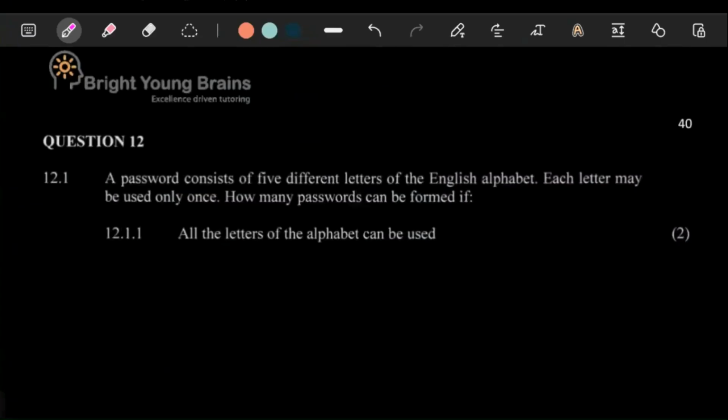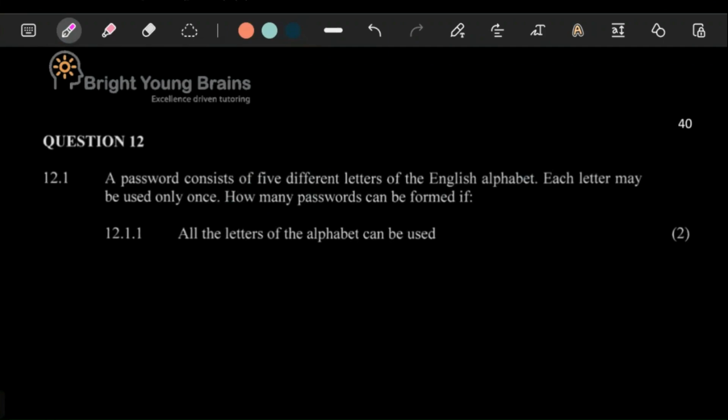Question 12. A password consists of 5 different letters of the English alphabet. Each letter may be used only once. How many passwords can be formed if all letters of the alphabet can be used?